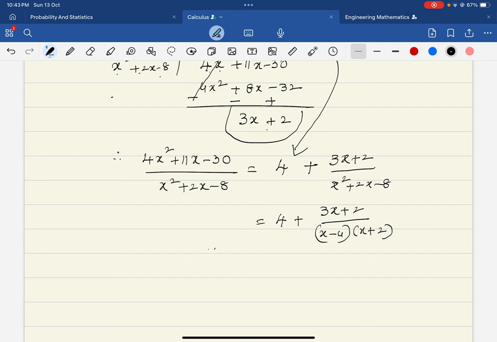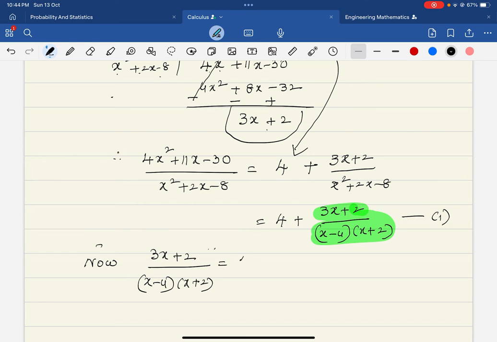Now what is this? This whole thing is the proper partial fraction. Observe the degree of the numerator is 1 and the degree of the denominator is 2. So we are going to call this 1. So now what is this? 3x plus 2 over x minus 4 times x plus 2. So we rewrite this as A over x minus 4 plus B over x plus 2 because the factors are non-repeated. Correct?